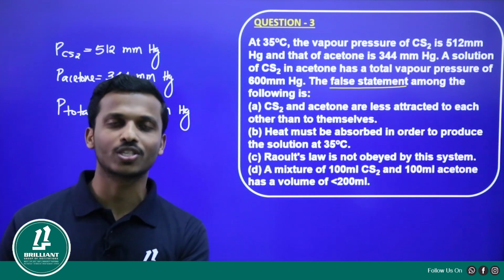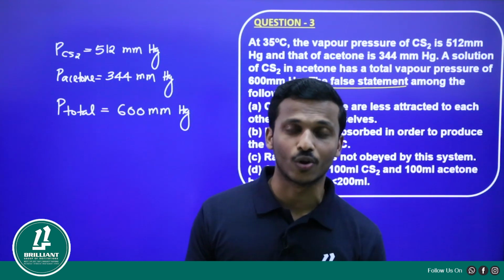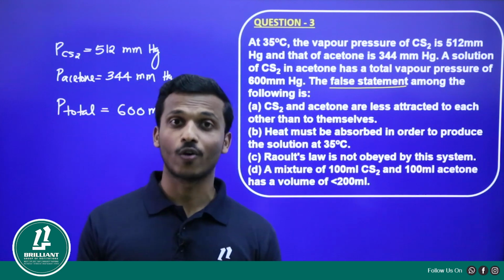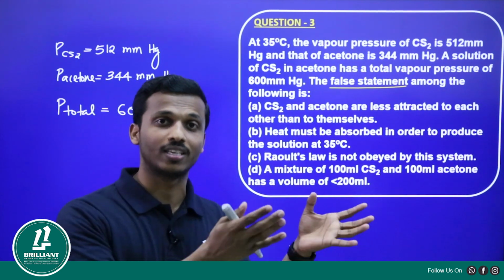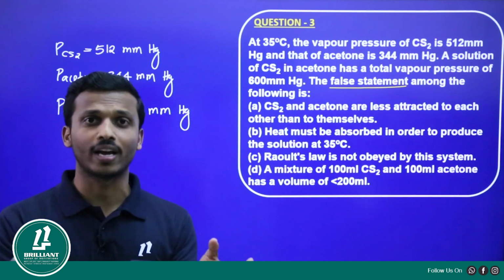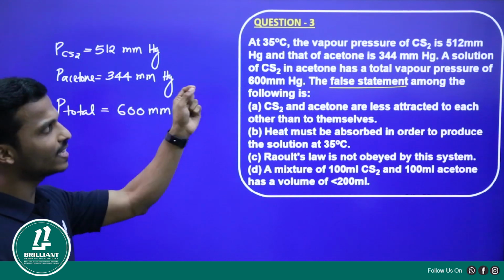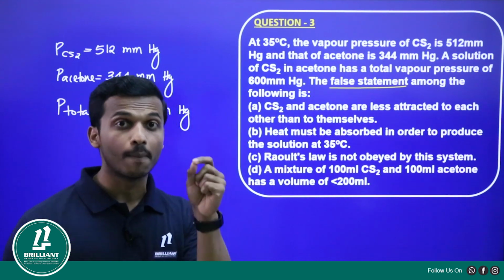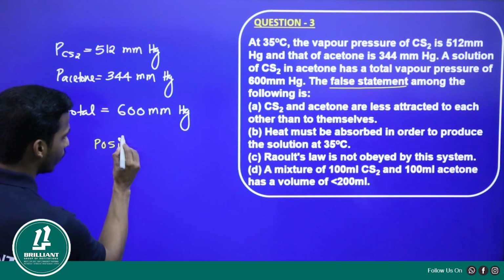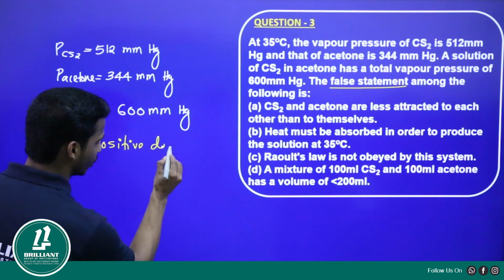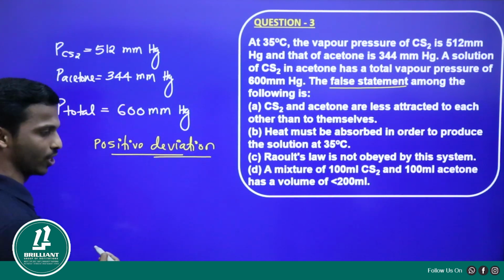What are the examples you studied for negative deviation? Like chloroform with acetone, chloroform with benzene, chloroform with diethyl ether, water with nitric acid, sulfuric acid, hydrochloric acid, phenol with aniline. A lot of examples that we studied. So here with the question, acetone and CS2 belongs to the category positive deviation. So what are the specialities of positive deviation? We have studied a lot of characteristics of positive deviation one by one.